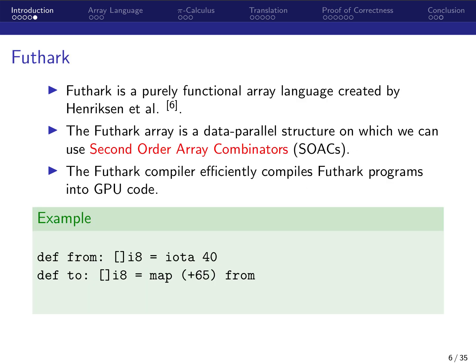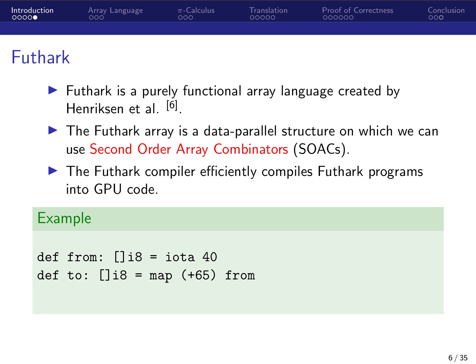Now, Futhark is a functional array language. It's pure, no side effects. It was created by Troels Henriksen, Cosmin Oancea, and others at the Department of Computer Science in Copenhagen. It's a data parallel programming language, and the way we can manipulate data in arrays is by using second-order array combinators, or SOACs. Now, the Futhark compiler will take a Futhark program and compile it into GPU code, more precisely CUDA.